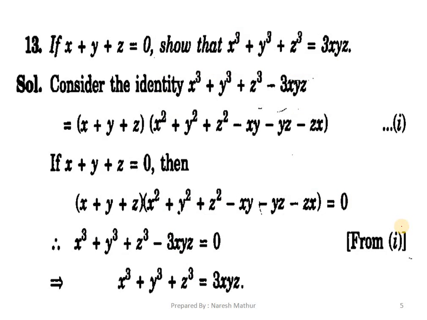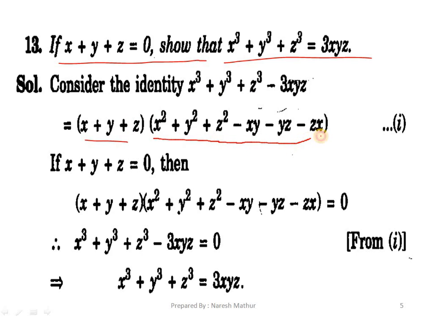Now the next one is quite simple. If x plus y plus z equals 0, we need to show that x cube plus y cube plus z cube equals 3xyz. Remember this one also, because we are going to use this as an identity. Now x cube plus y cube plus z cube minus 3xyz equals x plus y plus z times (x square plus y square plus z square minus xy minus yz minus zx).